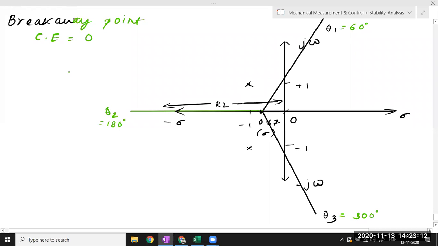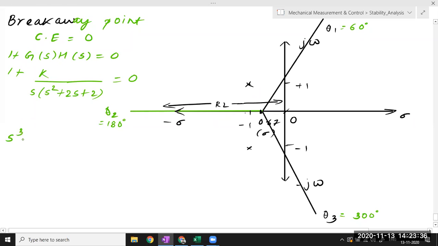Now, what is the characteristic equation, if you remember? 1 plus G(s)H(s) is equal to 0. What is the value of G(s)H(s)? K upon s into s square plus 2s plus 2. I have just changed it from 3 to 2. Now, if I try to simplify, this will come out to be s cube plus 2s square plus 2s plus K is equal to 0. Is everyone okay?